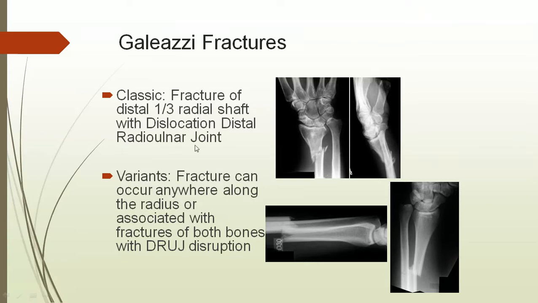So, here there is a fracture of the distal one-third of the radial shaft. This is the distal one-third. So, distal one-third of the radial shaft with the dislocation of the distal radioulnar joint. Fracture of the distal one-third with the dislocation of the distal radioulnar joint. That is called Galeazzi fracture.